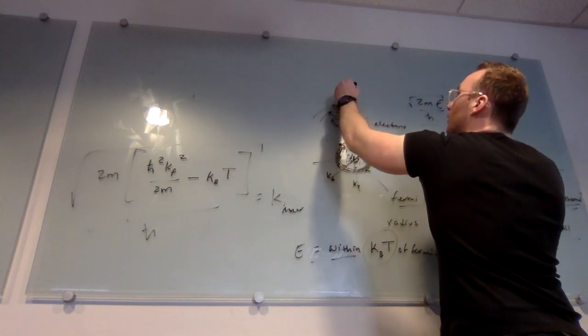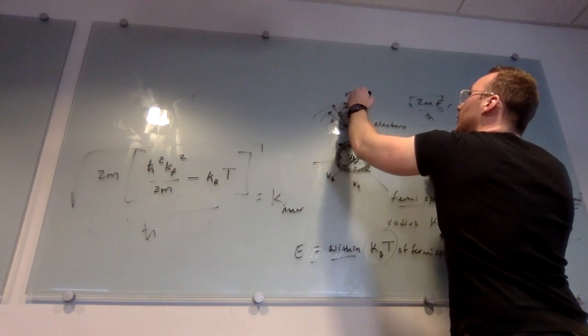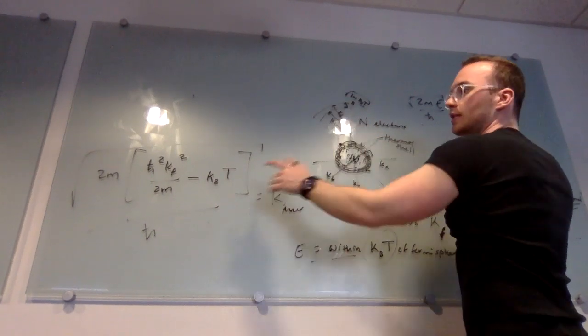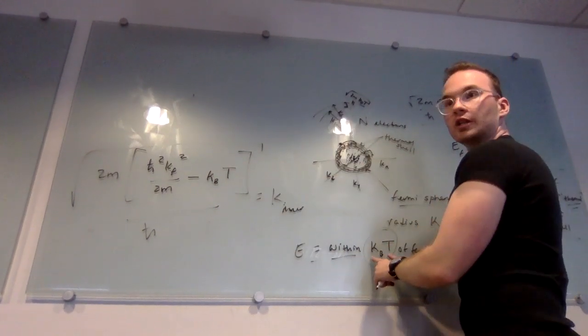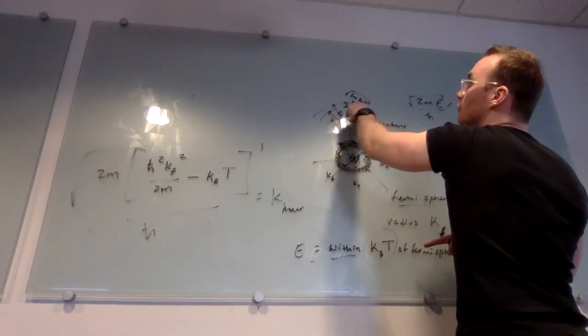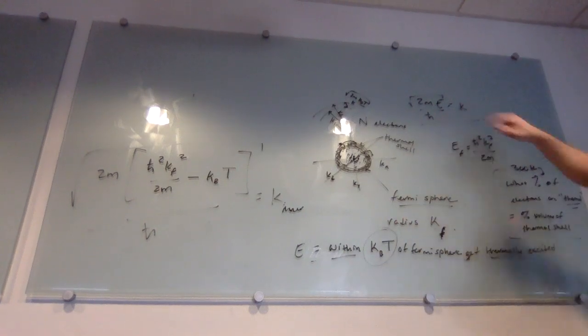radical 2m kBT over h bar. Right, because that's how you go from an energy. If the energy penetrates to this depth, then the K penetrates to this much. That's just the relation between them.